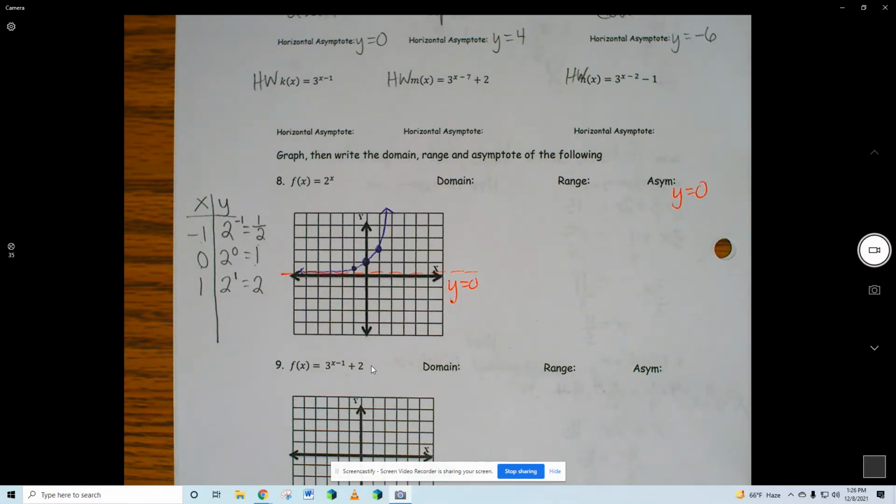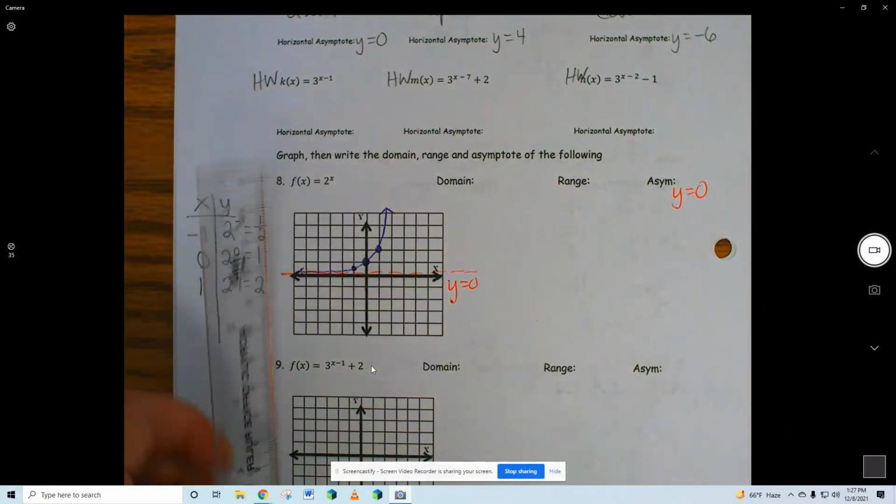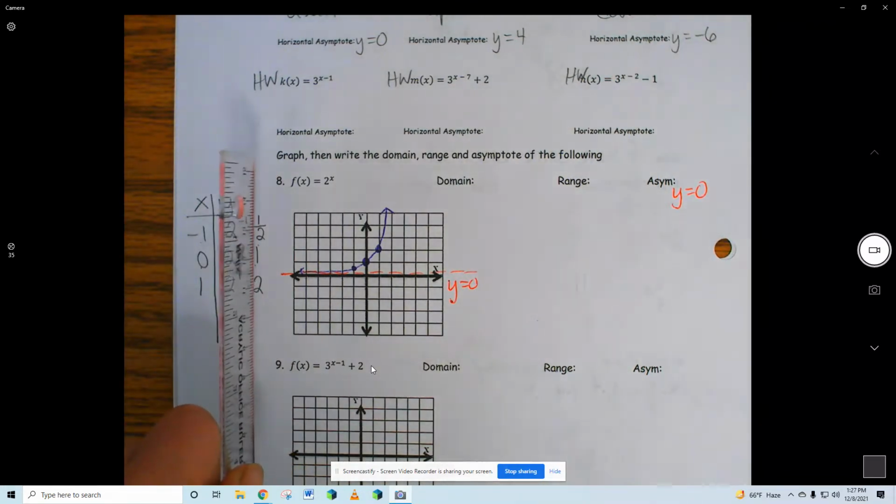My graph gets really close, it never touches. Let's refresh our brains on domain and range. It's been a while. Domain is me going from left to right. So I've always used the ruler.